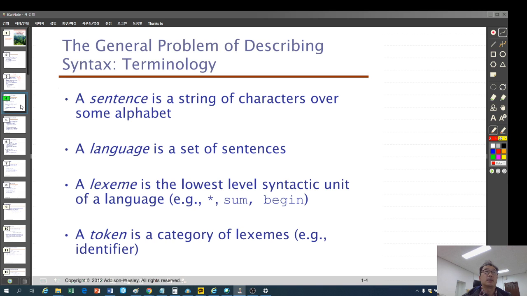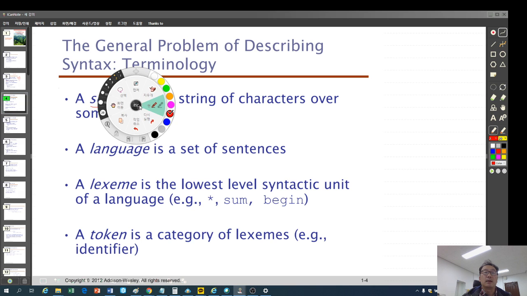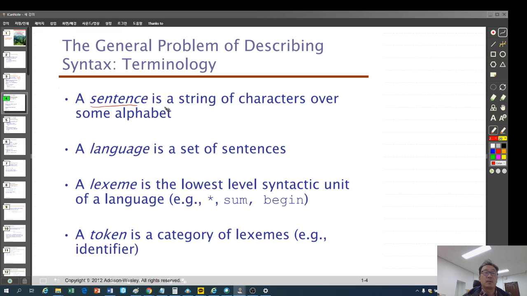So let's look at section 3.2. What is the general problem when you describe syntax? Now we define another terminology in programming languages. We define a sentence as a string of characters over some alphabet. That is a sentence. You know what a sentence is in English or in Korean, right?